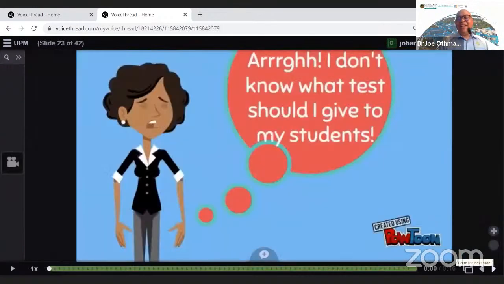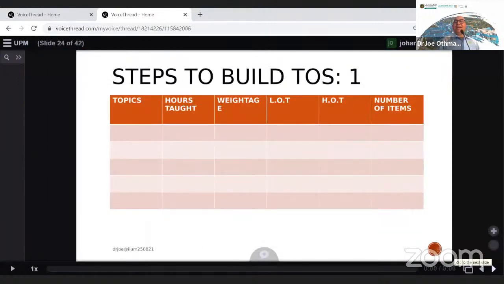I'm going to skip this. You can watch this later once I share the VoiceThread link. This one is quite long, 3 minutes, so I do not want to waste the 3 minutes. Okay, this is how you build. So this is a two-way table, a simple two-way table.